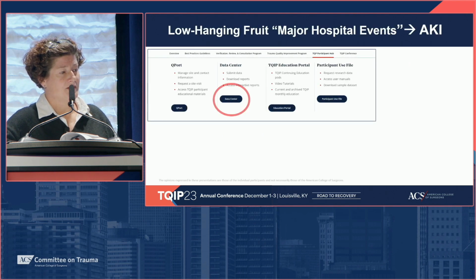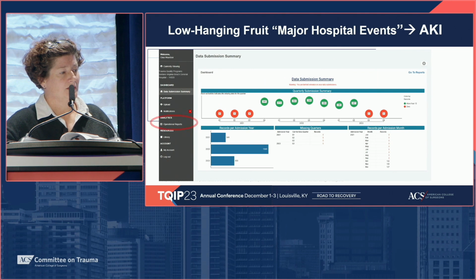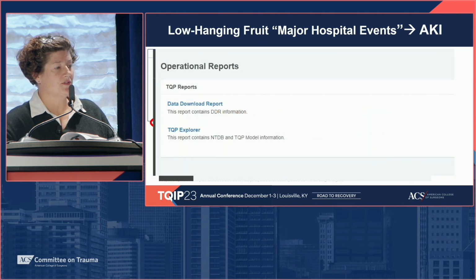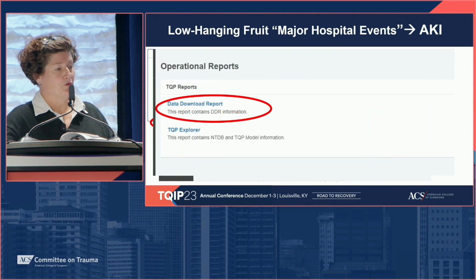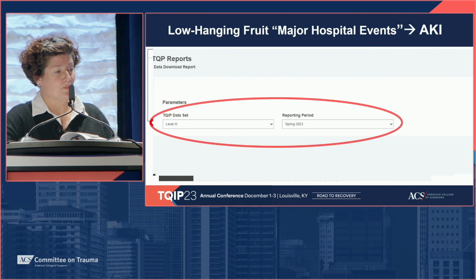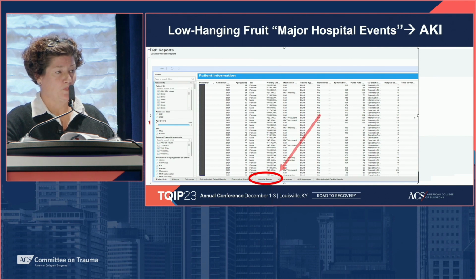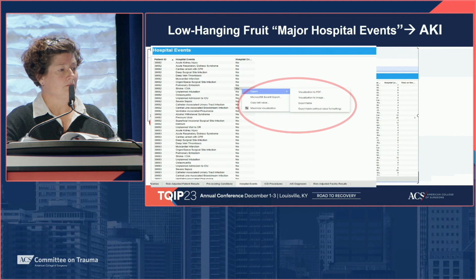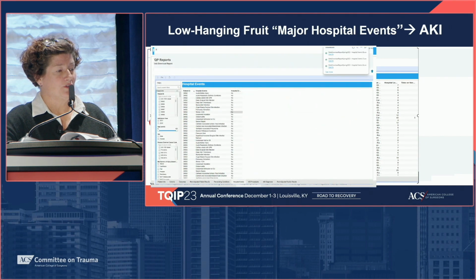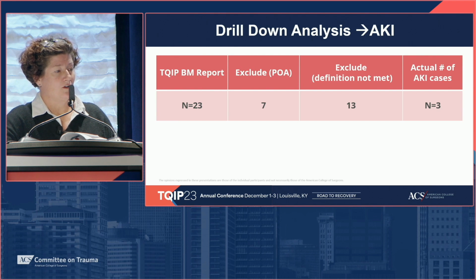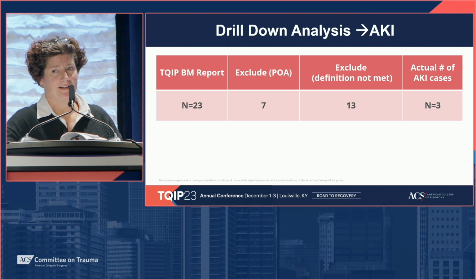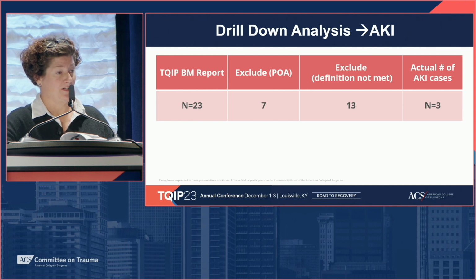And one last time, into the data center, into your operational reports. You're going to go into your data download report, pull up the benchmark in which you're interested, and again, you're going to go right down to the bottom to hospital events, and you can export these data. And once you do, you're able to find the specific cases and go in. And what I found, there were 23 patients in our TQIP benchmark report with AKI. It's pretty high. I think for anybody, that's pretty high.